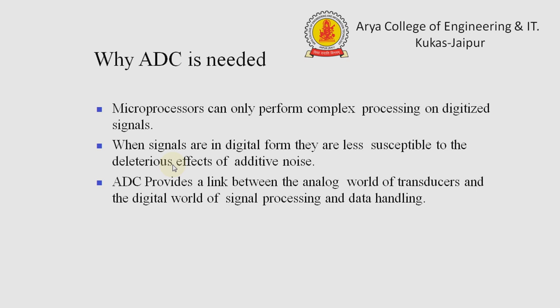So why is ADC needed? Microprocessors can only perform complex processing on digitized signals. So for any type of complex processing, digital signals are required, or we can say for any type of digital device we require only a digital signal. And when signals are in digital form, they are less susceptible to the deleterious effect of additive noise, and ADC provides a link between the analog world of transducers and the digital world of signal processing and data handling.